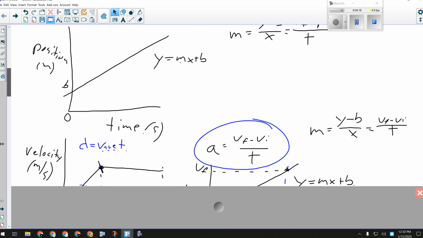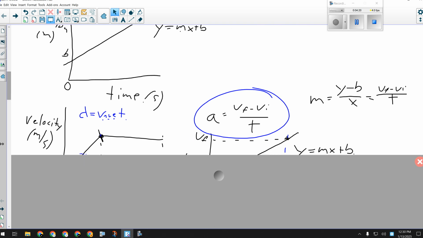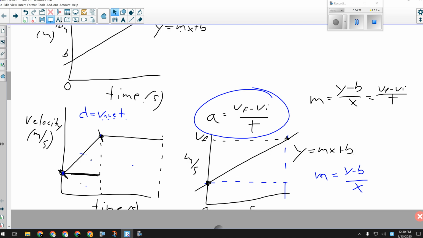Okay, and then if we have a velocity versus time graph and it's linear, like this one, then that would be an object that is doing what? It's accelerating. Its velocity is increasing over time, which is why when we calculate the slope, it's essentially final velocity minus initial velocity divided by time. That's where that formula comes from.